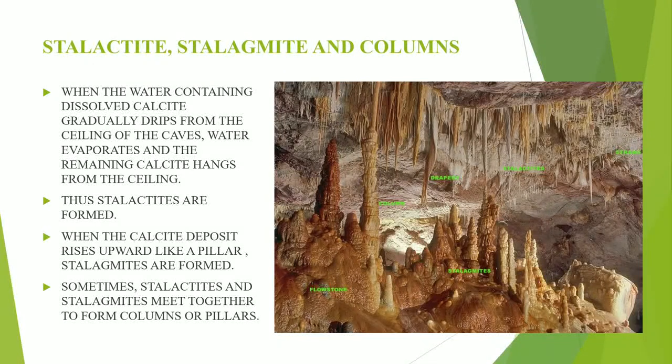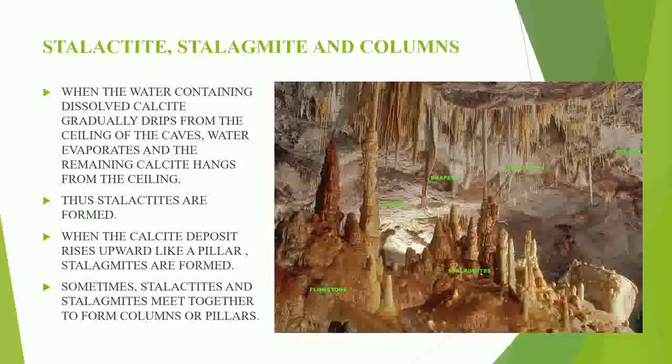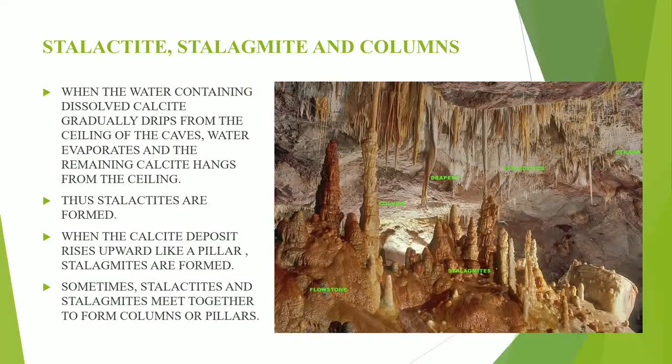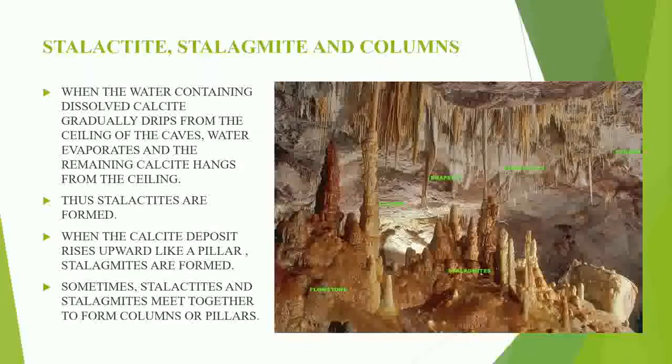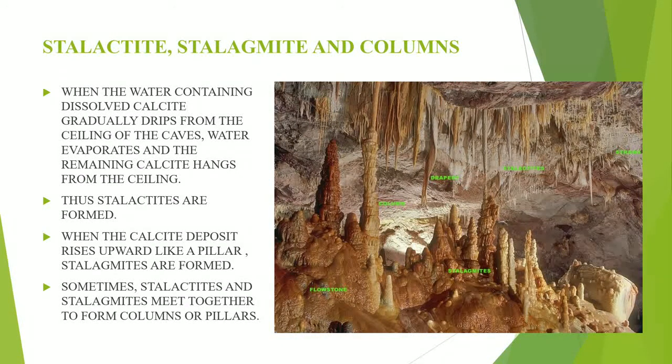Stalagmite. What is meant by stalagmite? When the calcite deposit rises upward like a pillar, it is called a stalagmite. The calcite forms from the floor upward towards the ceiling. What is meant by columns? Columns are formed when a stalactite and a stalagmite join, forming columns or pillars.